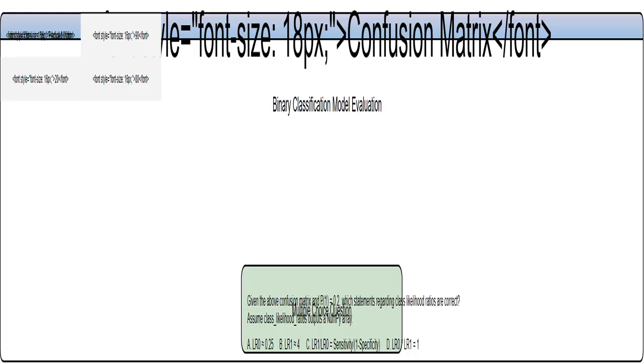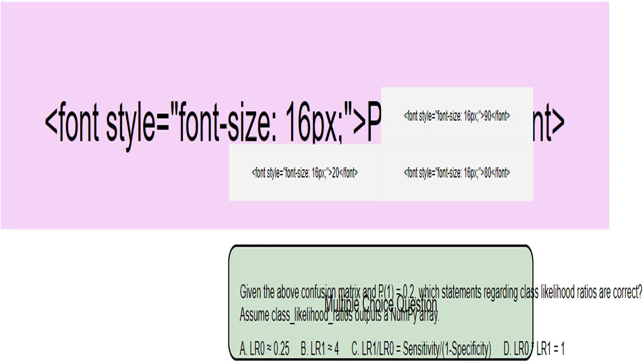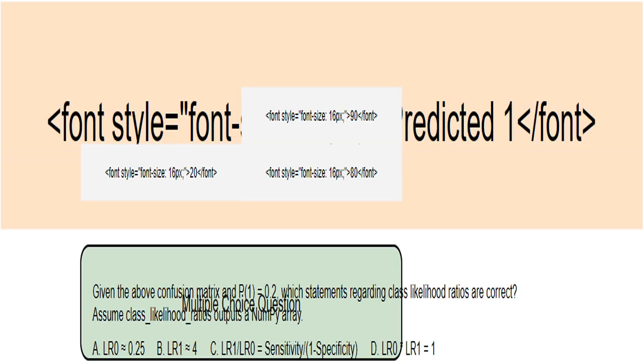Let's do it. I'll use this to calculate sensitivity and specificity, which are crucial for calculating likelihood ratios. The matrix shows the counts of true positives, true negatives, false positives, and false negatives from a binary classification model. This column represents the number of instances the model predicted as belonging to class 0, negative class. This column represents the number predicted as class 1, positive class.